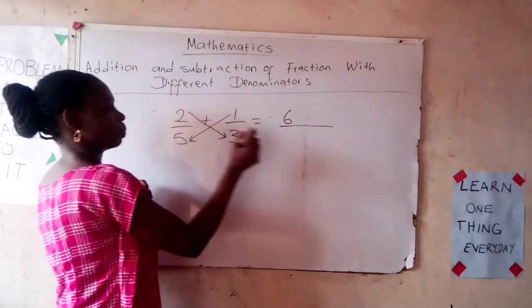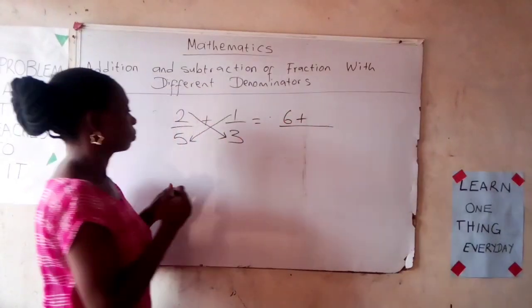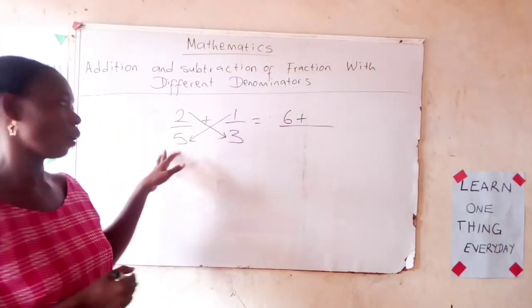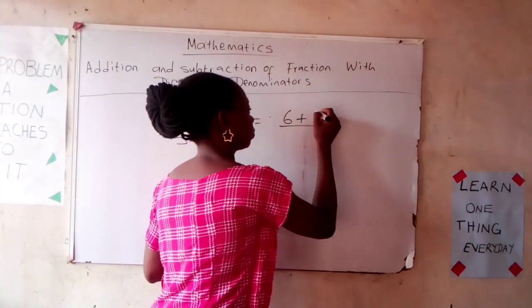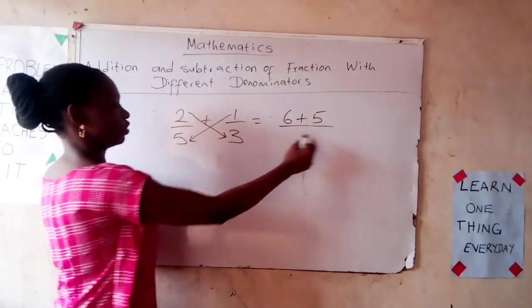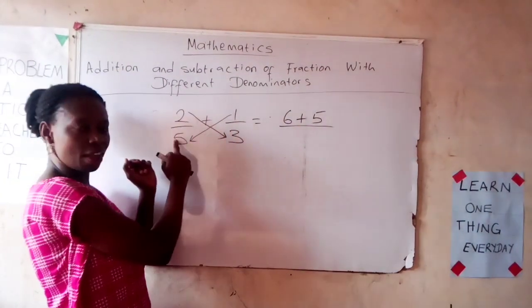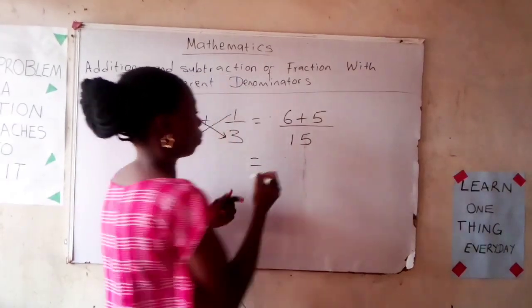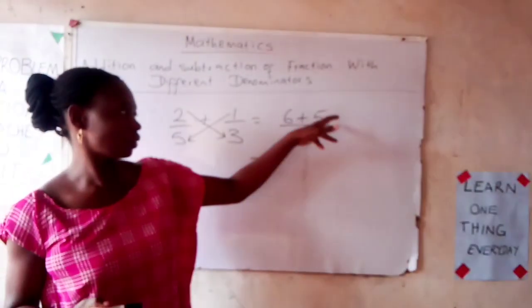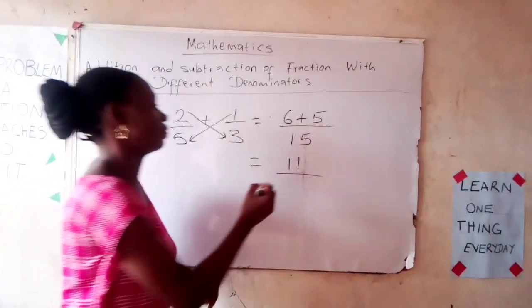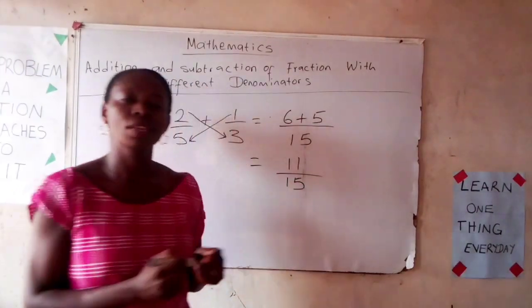And what I have here is plus. And I'm going to say 1 times 5. 1 times 5 will give me what? 5. So with this, I have found my numerator. And for me to get my denominator, I'll say 5 times 3. 5 times 3 becomes 15. So I'll now go on and add 6 plus 5, which is 11. 11 over 15. So it's very, very simple.